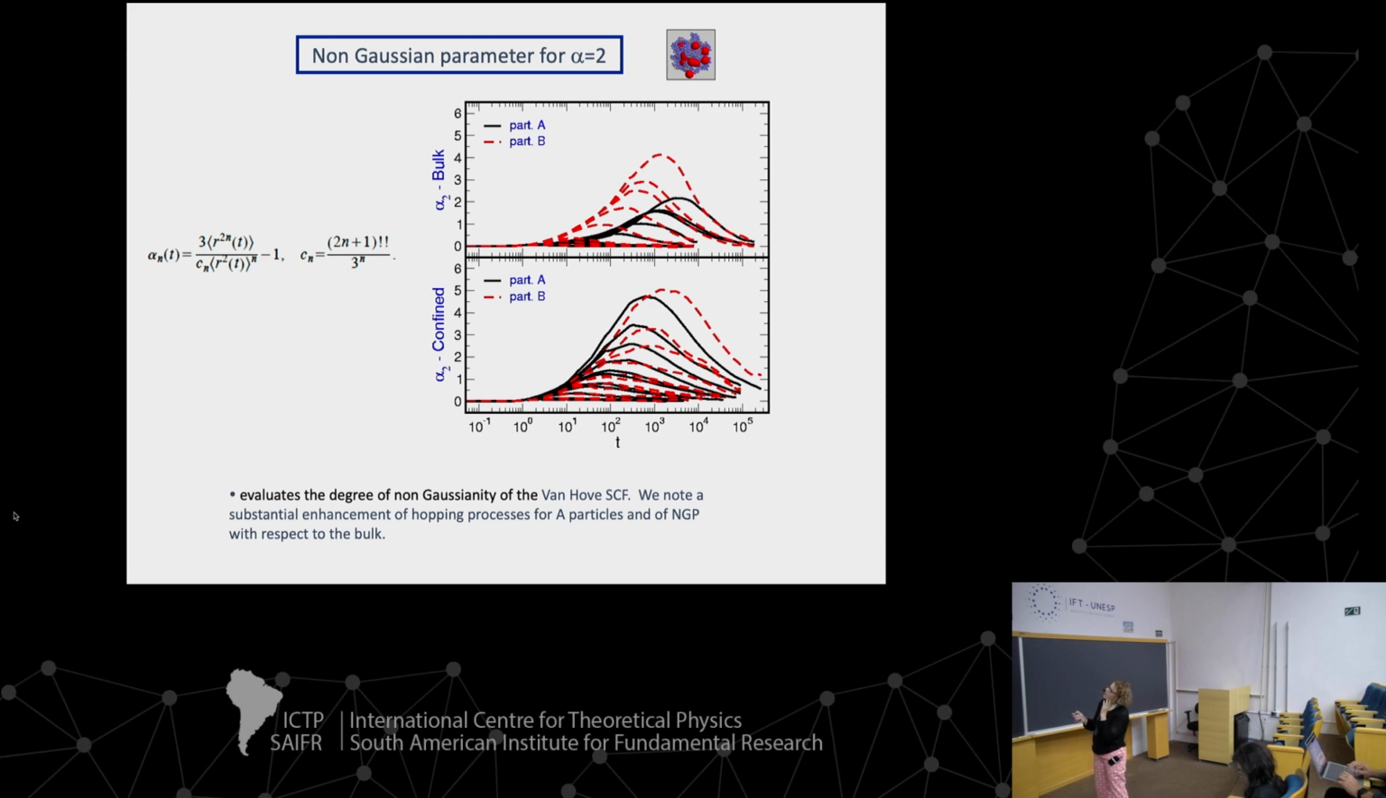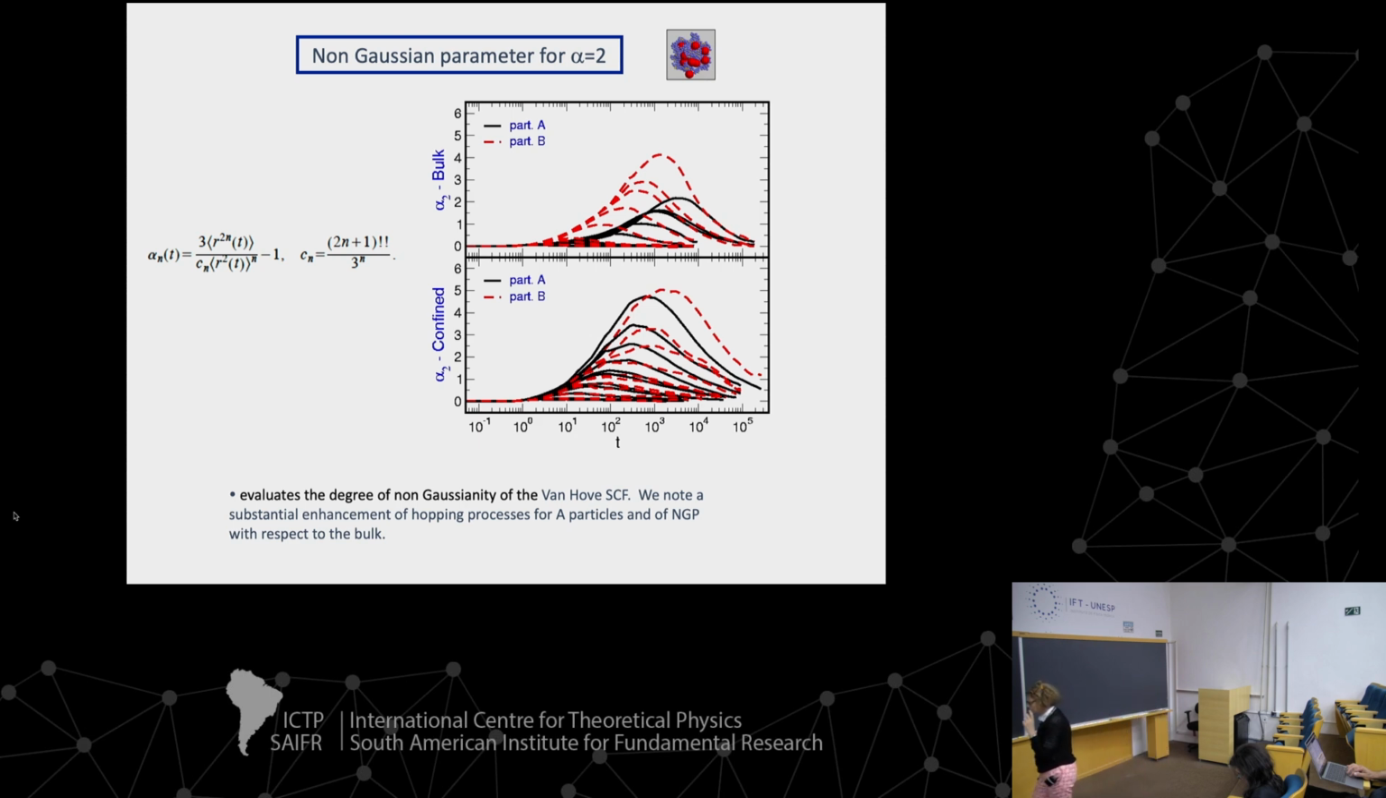There are various non-Gaussian parameters depending on n. I said alpha, I should have said n, sorry. So we did the calculation for n equal to 2, but you can calculate also 3, 4, and evaluate the degree of non-Gaussianity of the Van Hove self-correlation function. And we see that there is a substantial enhancement of hopping processes for A particles, and so of the non-Gaussian parameter with respect to the bulk.